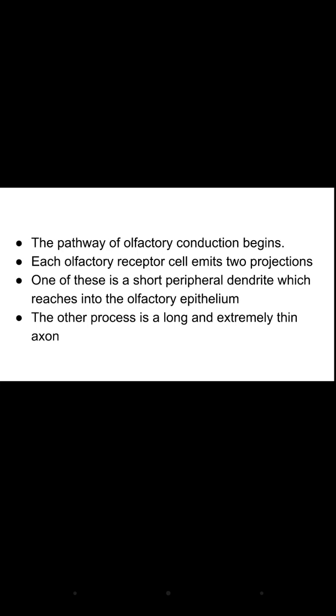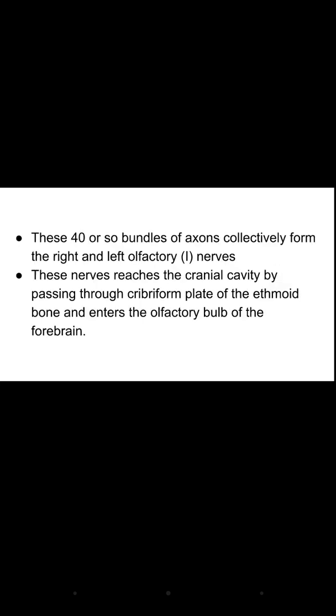There are two projections. There is a short peripheral dendrite, which reaches into the olfactory epithelium, and the other is a very long and extremely thin axon. All these axons collectively form the nerves, the right and the left olfactory nerves.